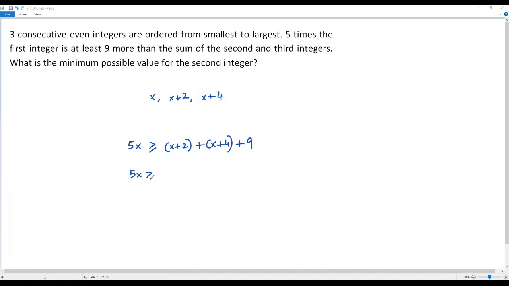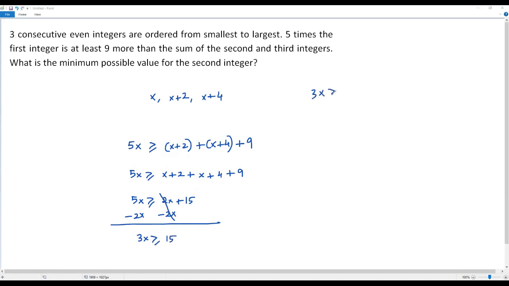Okay, now let's get the minimum value of x in this inequality. 5x ≥, now we can remove the parentheses. We get x + 2 + x + 4 + 9. We get 5x ≥, let's combine the like terms. When I combine x and x, I'm getting 2x. When I combine the three numbers over here, I'm getting +15. Let me subtract 2x from both sides. Then 2x minus 2x will cancel out. 3x ≥ 15. Let's divide both sides of this inequality by 3. Then this 3 will cancel out. We get x ≥ 15 divided by 3, which is 5.